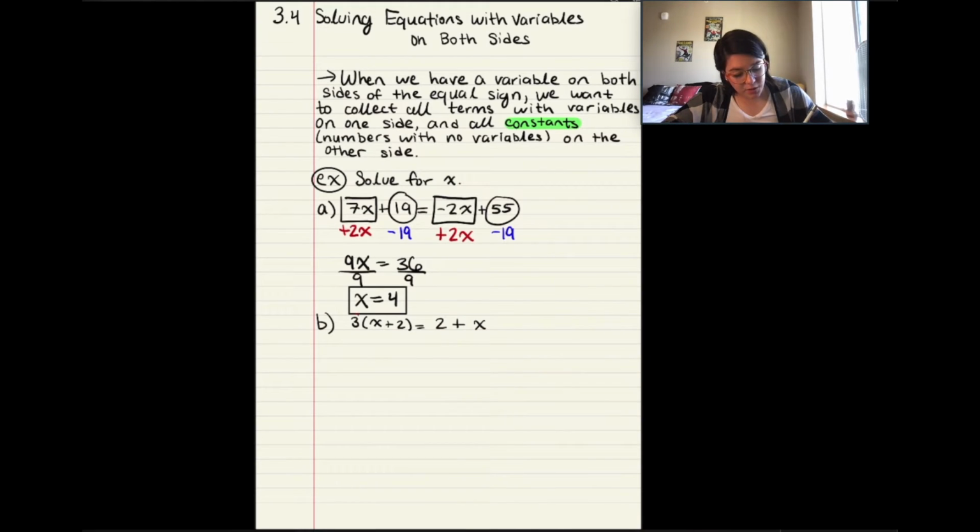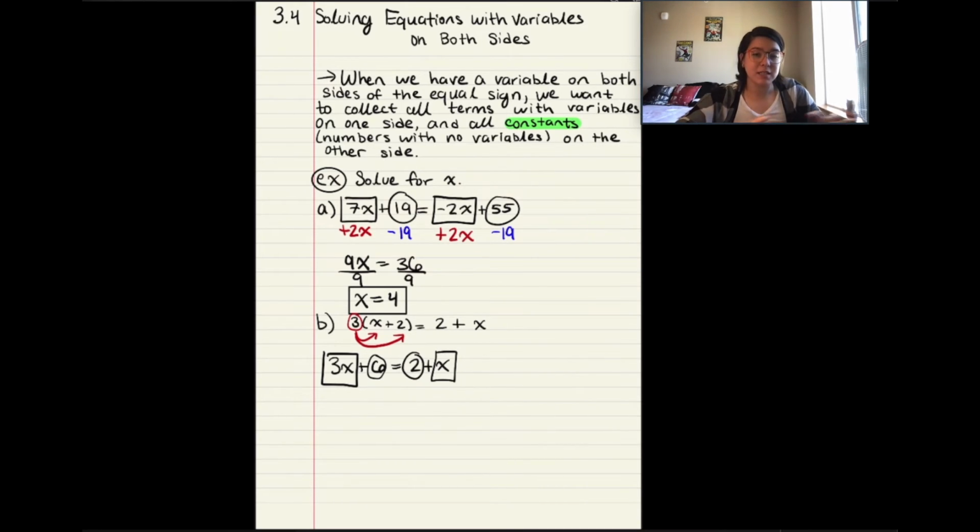So I'm going to take this 3 and distribute it in. So we'll have 3 times x, which is 3x. And also 3 times 2, which is 6. And on the right, we still have 2 plus x. And now I will box all my variables and circle my constants.